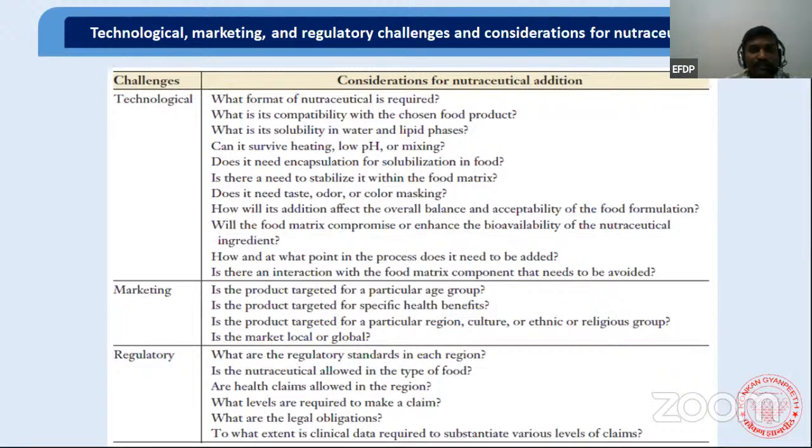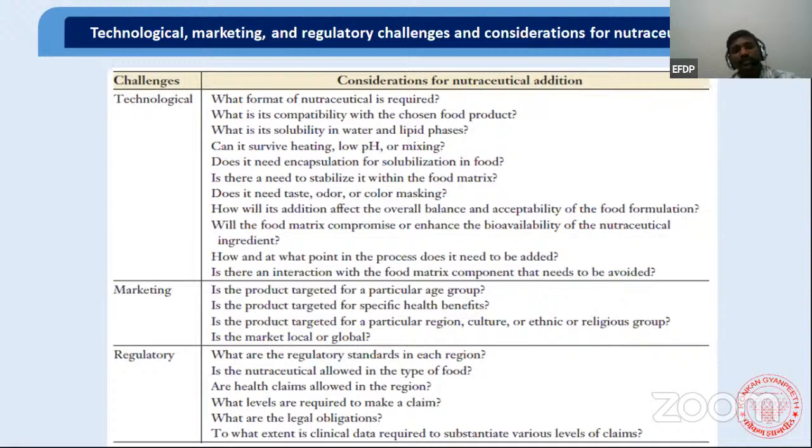And then survival during heating and low pH mixing, and specifically, does it need encapsulation for solubilization in the food? Then does it need taste, odor, or color masking? This is one of the greatest challenges which we are facing in the nutraceutical division. Taste and odor are very important because many of the biocomponents are bitter in taste, and that is not palatable to children as well as youngsters. And there is the acceptability of the overall balanced food formulation.